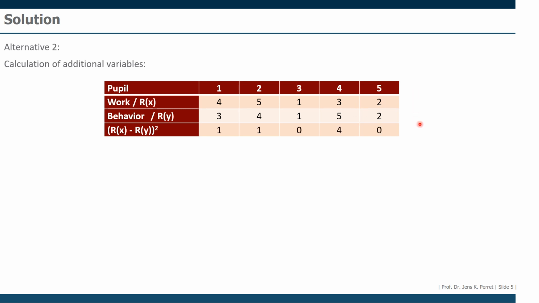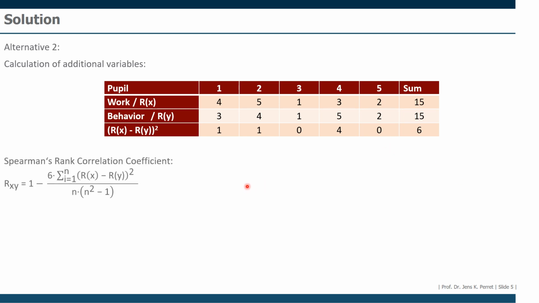And then we're going to get our row sums or row totals. Actually, we do not need those two up here, the 15 and the 15. I'm just interested in the 6th down here. That's actually the only value I require, and the fact that I have 5 observations. Because the formula reads as follows. That's 1 minus 6 times, the 6 is always given, it's always 6, times the sum of the squared differences. That's actually this 6 here. So this whole part here, that's this value here.